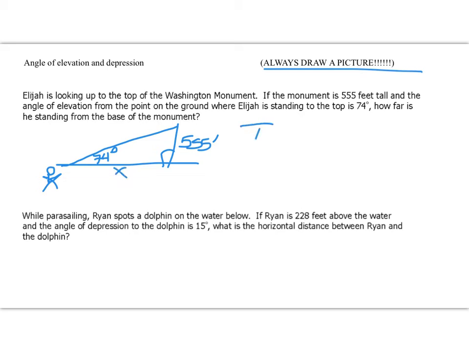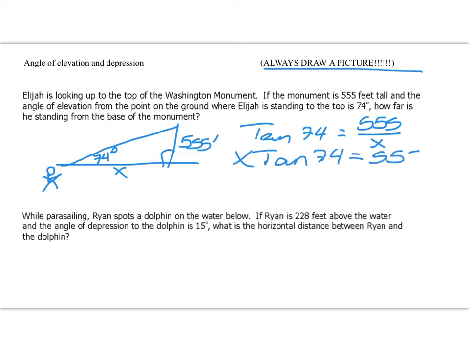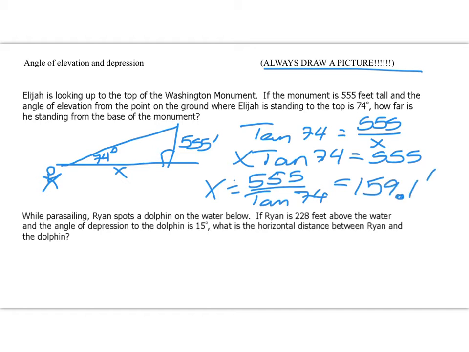So we're doing the tangent of 74 is equal to the opposite over the adjacent, cross multiply, x tan of 74 is equal to 555, divide, so x is equal to 555 divided by the tangent of 74. When you plug that into your calculator, you get 159.1 feet.